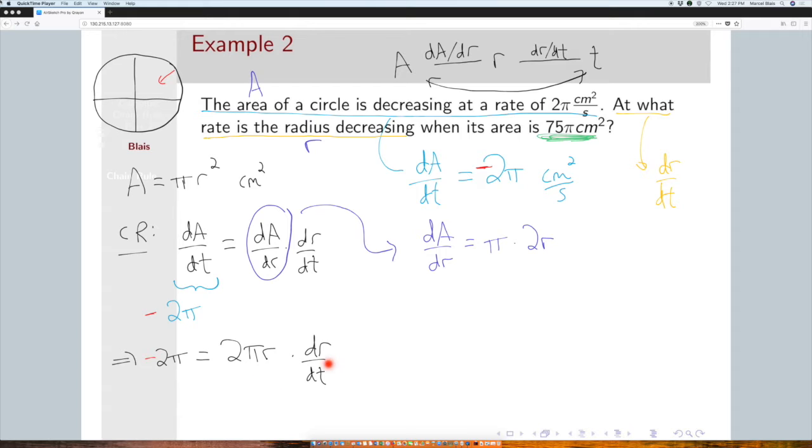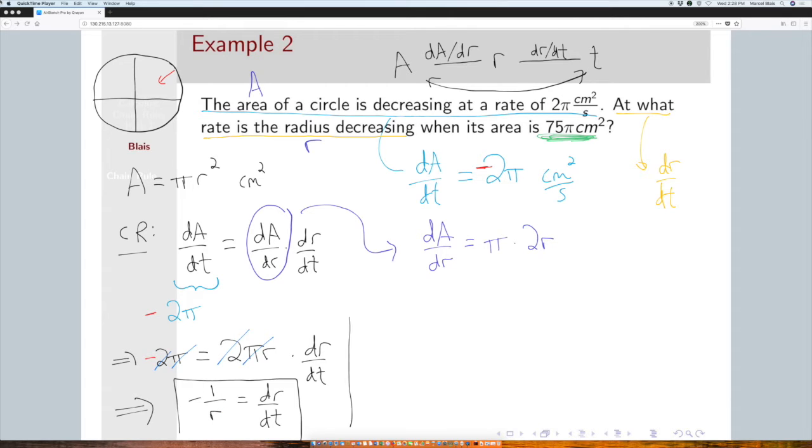And we can now solve for dr/dt. So note that the 2's cancel, the pi's cancel. Solving for dr/dt, we only have to divide both sides by r. And so we have dr/dt is minus 1 over r. So at any given time, to get the instantaneous rate of change of the radius of the circle, we find the radius of the circle at that time and plug it into this expression.